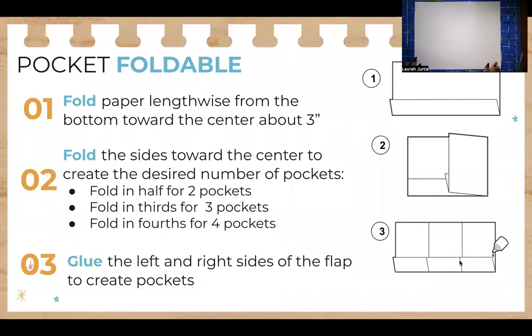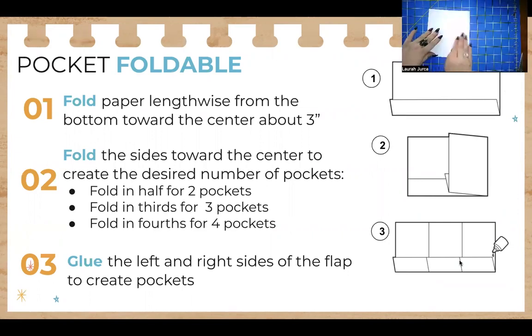All right, so with the pocket foldable, we're going to start again with the paper lengthwise. And we're going to do very similar to what we did last time, but instead of folding it all the way over in half, we're just going to fold it up about 3 inches. It's up to you how deep you want your pockets to be. So now my paper looks like this. Then again, you're going to fold it to create the number of pockets that you want. So in this case, I'm going to create 4 pockets by folding it into fourths, or in half twice.